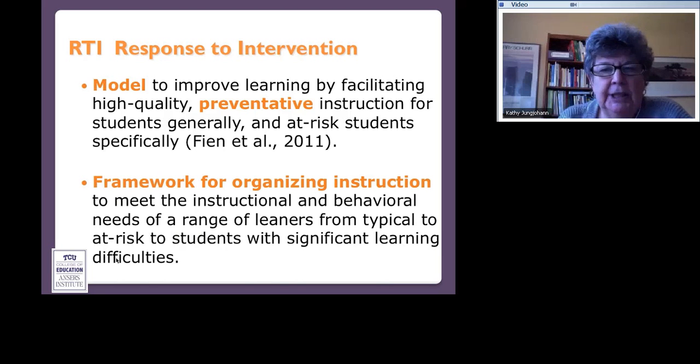Secondly, I think of RTI as a framework for organizing instruction. And this framework can help us meet two parts of instruction which are important for kids, their instructional needs as well as the behavioral needs of a range of learners. And these learners can be typical kids, at-risk students, or students with significant learning disabilities.